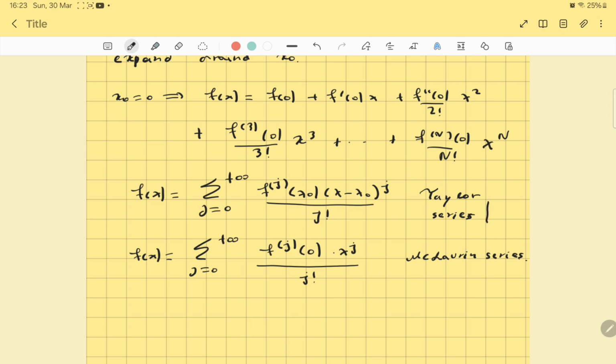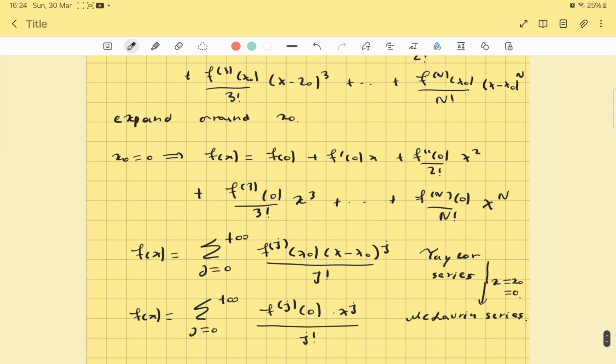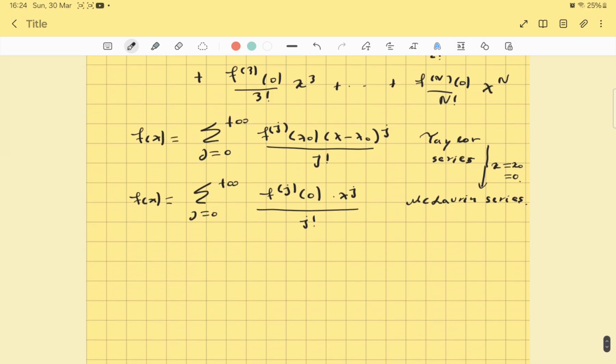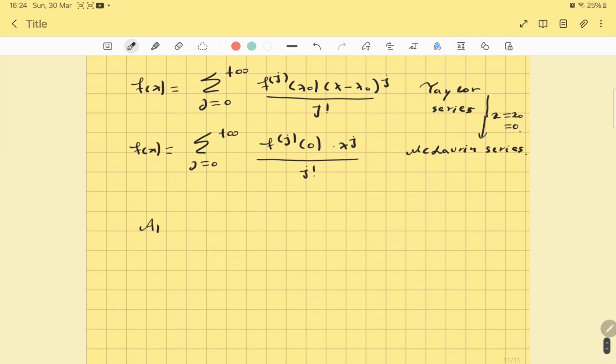So from Taylor series we can go to Maclaurin series if we plug in x naught equal to 0. That's a special case. If I expand my Taylor series around 0, I get the Maclaurin series. That's what it means. Applications.